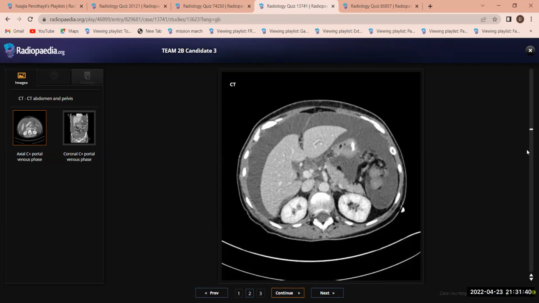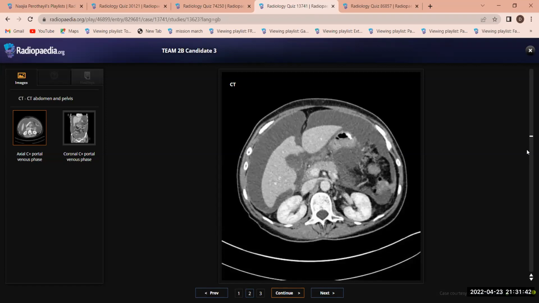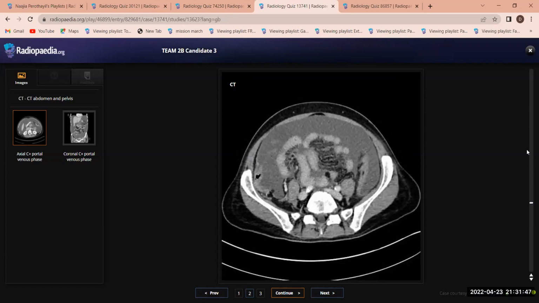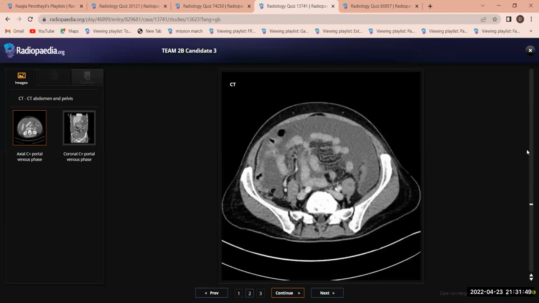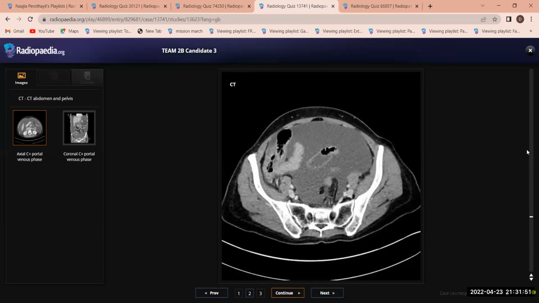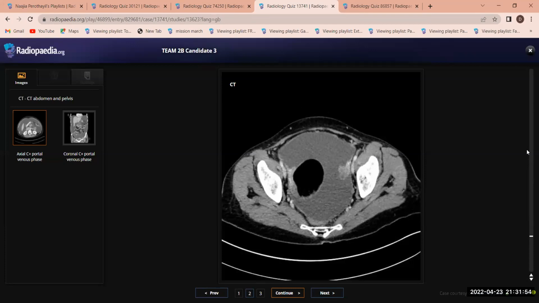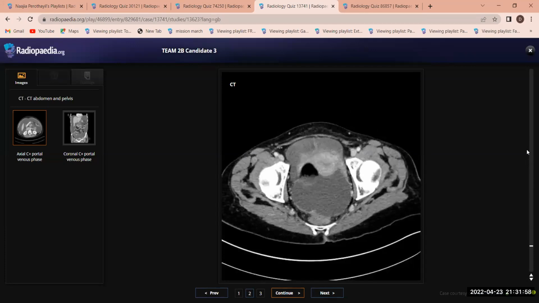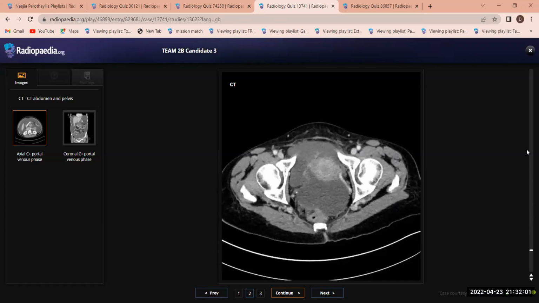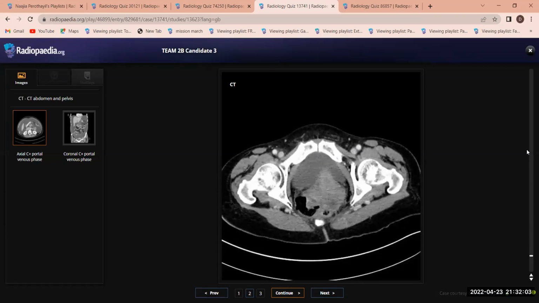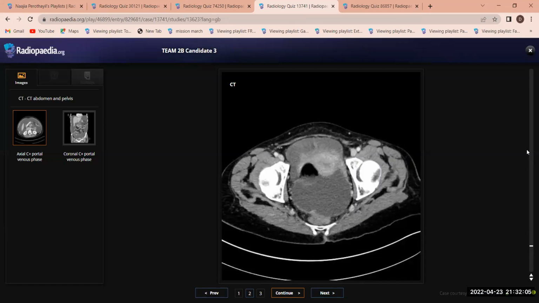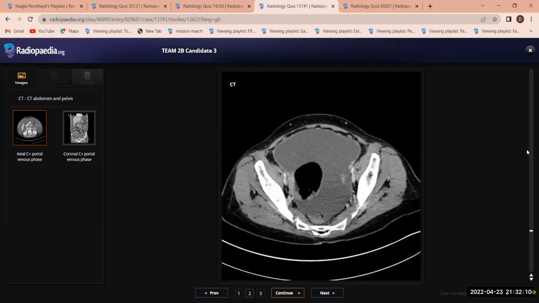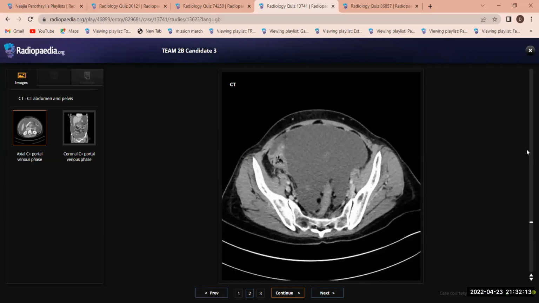If you can just scroll down to the pelvis. What do you think of the peritoneal lining further down? So in the pelvis, there appears to be some nodular thickening of the peritoneum. Some enhancement. So does this help you to narrow down your differential?